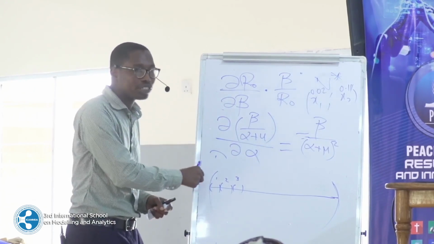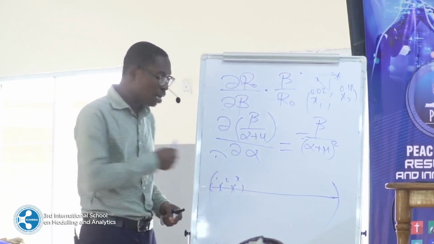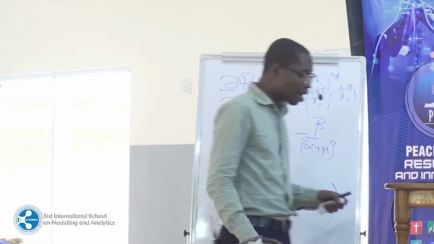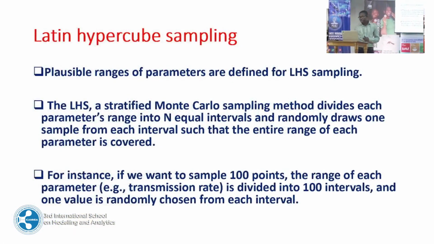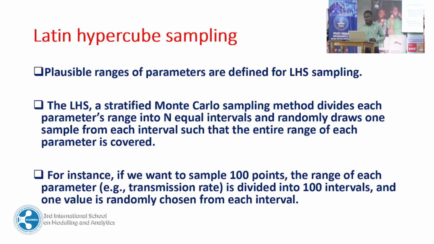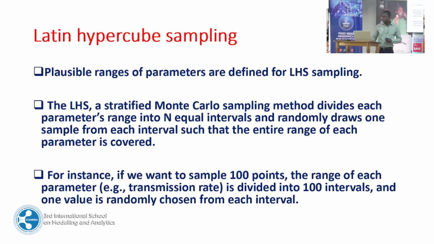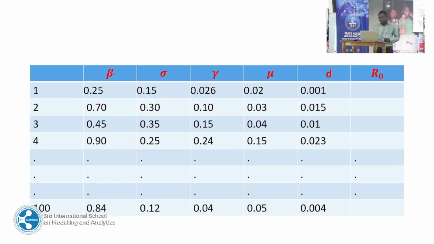So in each interval it draws a parameter randomly, and it's one of the most popular and most accurate sampling methods. For instance, if you want to sample 100 points, the range of each parameter, say the transmission rate, is divided into 100 intervals, and one value is randomly chosen from each interval.